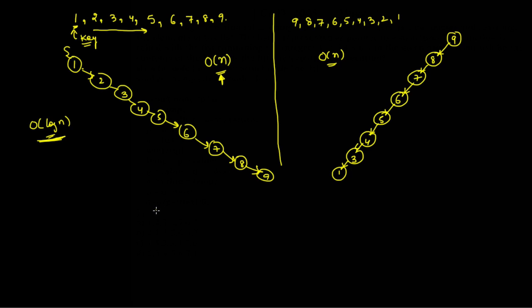So how can we make these binary trees balanced? To make these binary trees balanced, we introduce a new concept, and that concept is the AVL tree. This AVL tree was given by these scientists, Adelson-Velsky and Landis. So these AVL trees are named after these scientists. Okay, so now let us see what an AVL tree is.